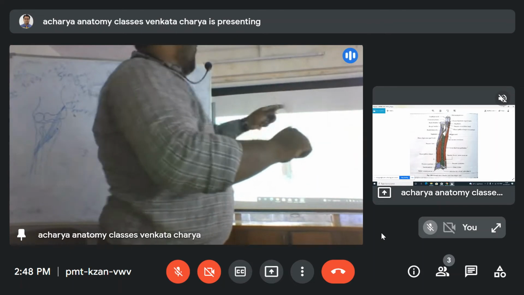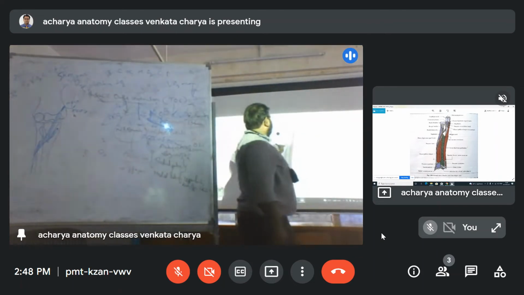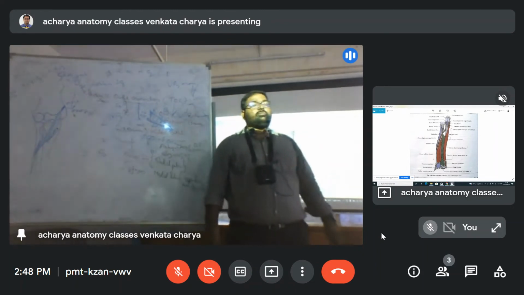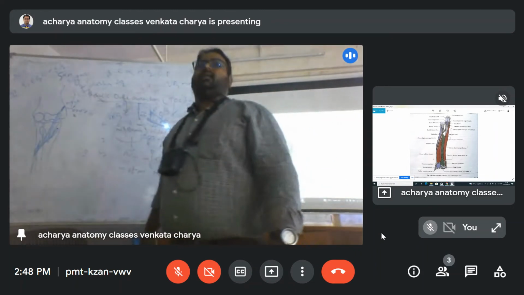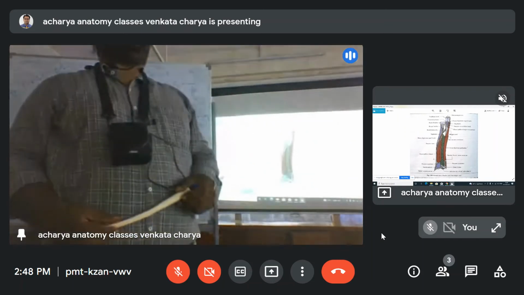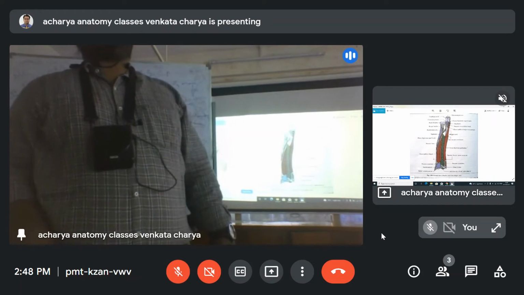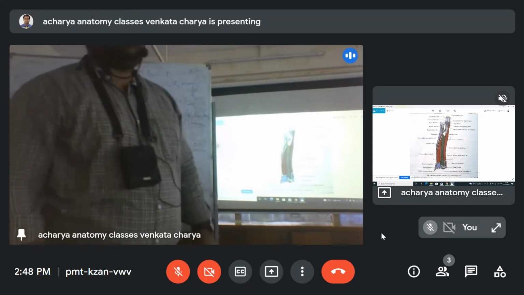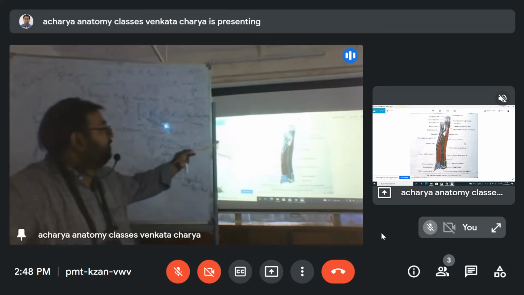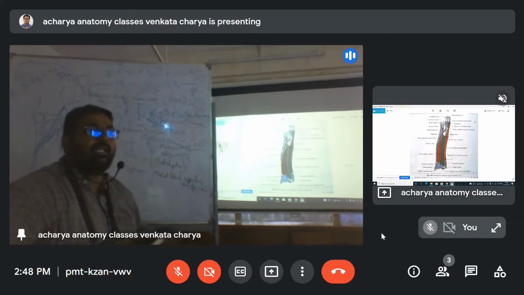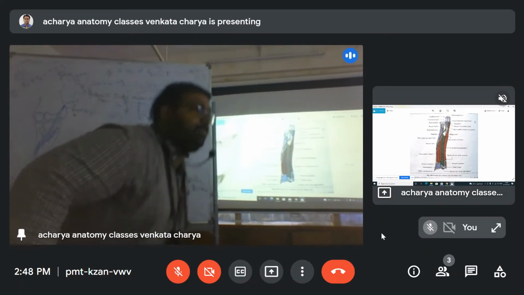So in the oblique line, there is the origination of flexor digitorum superficialis muscle. See here, this flexor digitorum superficialis muscle is also here. It is also in the medial head, that is, in the medial epicondyle.